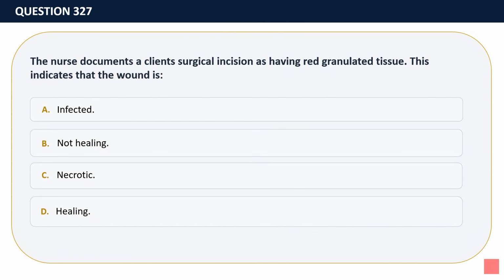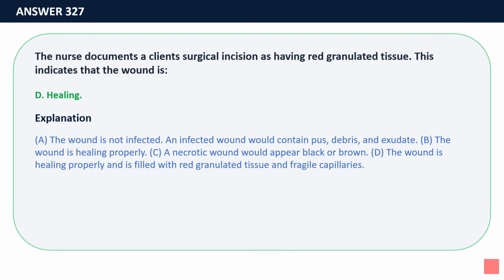Question 327. The nurse documents a client's surgical incision as having red granulated tissue. This indicates that the wound is: A. Infected. B. Not healing. C. Necrotic. D. Healing. Answer: D. Healing. Explanation: A.